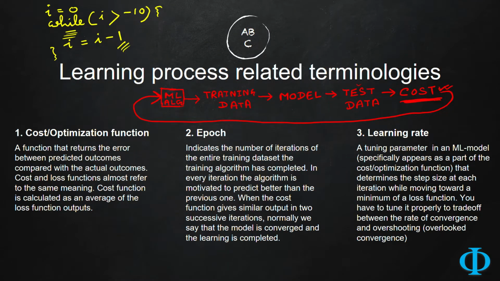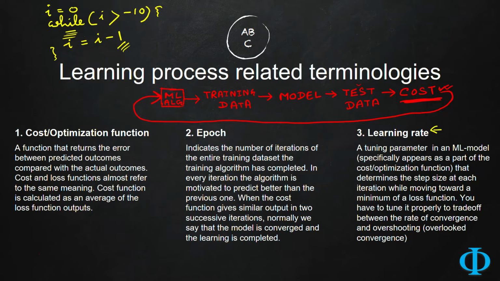Now, since machine learning is also an iterative process, there should be some kind of step size. So in machine learning, the step size is determined by a learning rate. A learning rate is basically a tuning parameter in the machine learning model. Specifically, it appears as a part of the cost or optimization function that determines the step size at each iteration or epoch while moving towards minimizing the loss function.